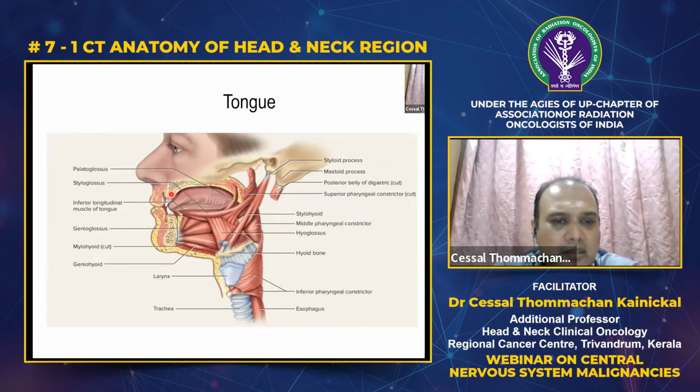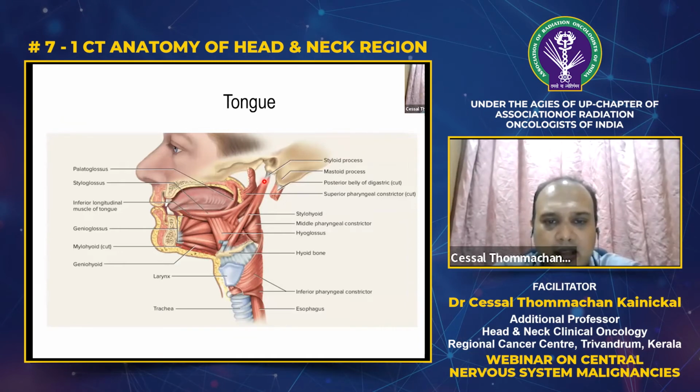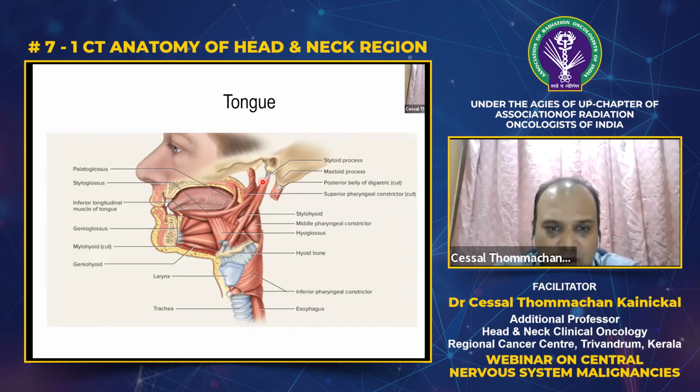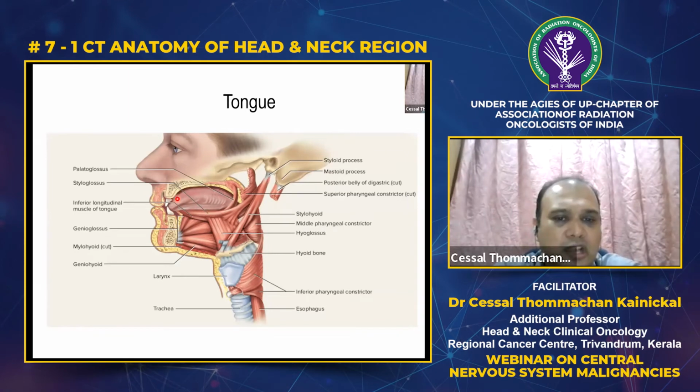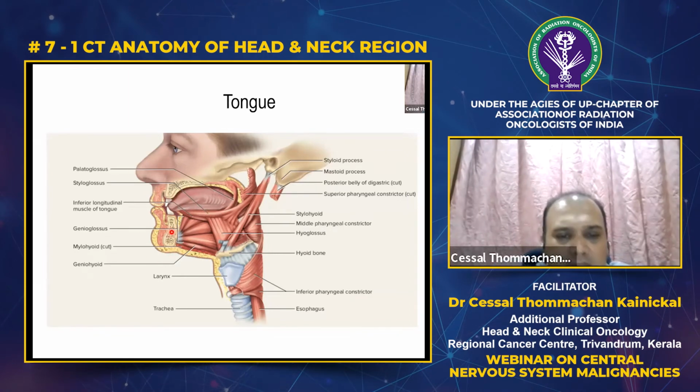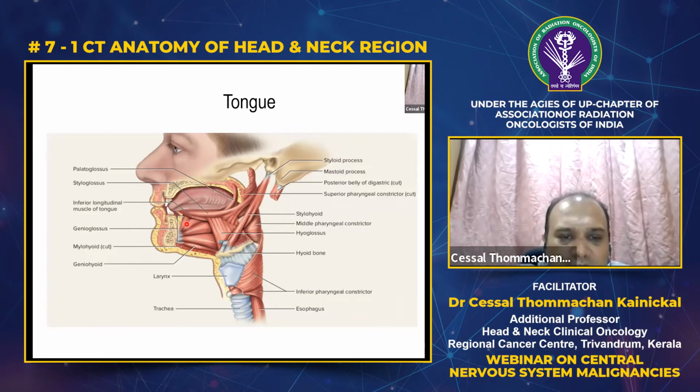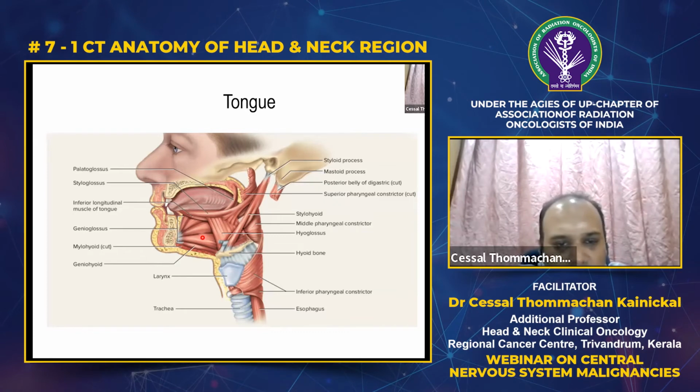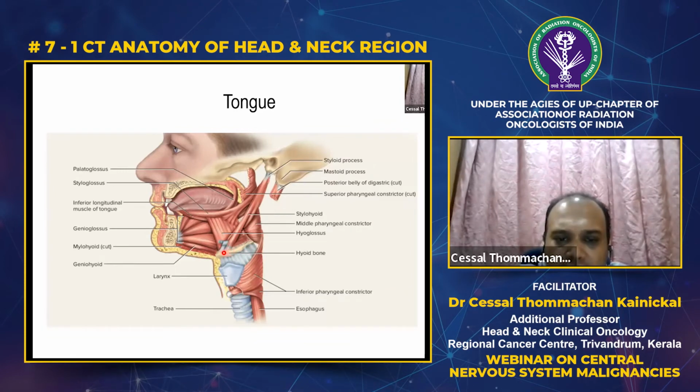The second muscle is the styloglossus muscle, and this arises from the styloid process and is inserted into the tongue. That is called the styloglossus muscle. The main bulk of the extrinsic muscle is formed by the genioglossus, which arises from the genial tubercle here in the mandible and is inserted into the tongue. And the fourth muscle is the hyoglossus muscle, which is lateral. You can see the hyoglossus muscle arising from the greater horn of the hyoid bone and inserted into the tongue.